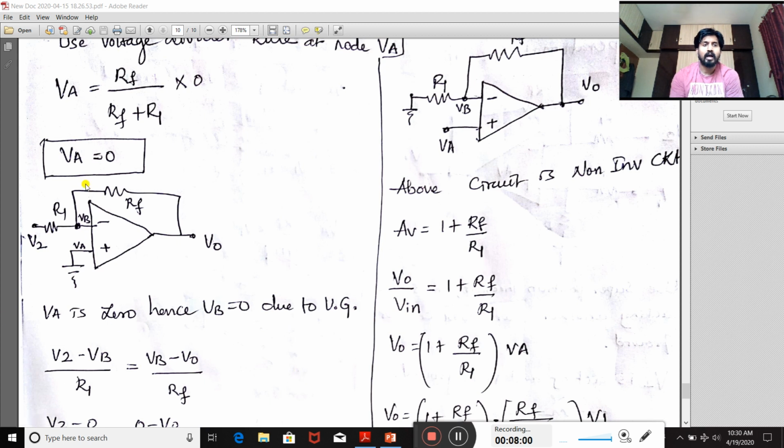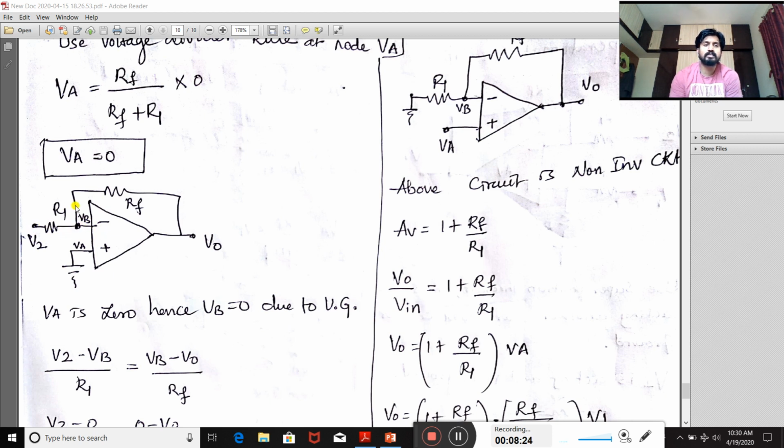Hence I can write, you can use the KCL equation at this node to determine the value V2 minus VB divided by R1. At KCL, this current is I1, this current is IF, and this current is I, and I is equal to 0 because of infinite impedance. All these things you know, so I have not written them there.